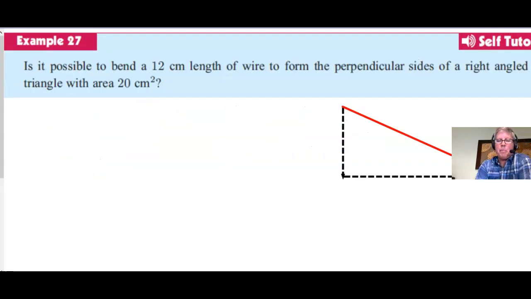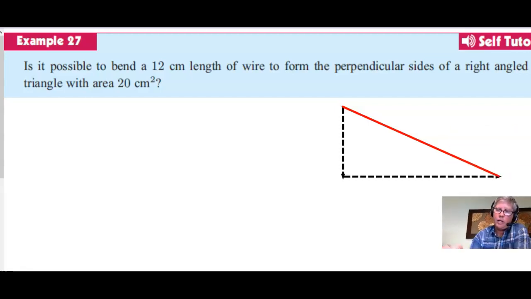It is possible to bend a 12 centimeter length of wire to form perpendicular sides of a right angled triangle with area 12 centimeters. I don't know. Is it? I don't know. Setting it up is really the key. So I'm just going to kind of walk you through that.